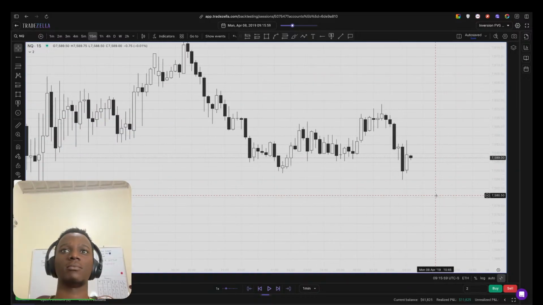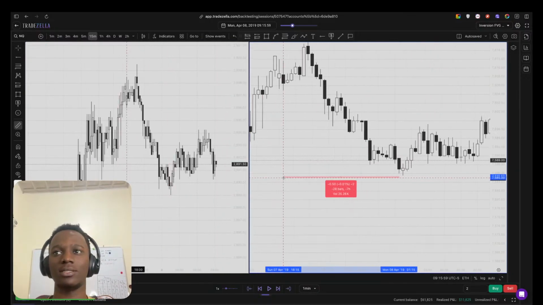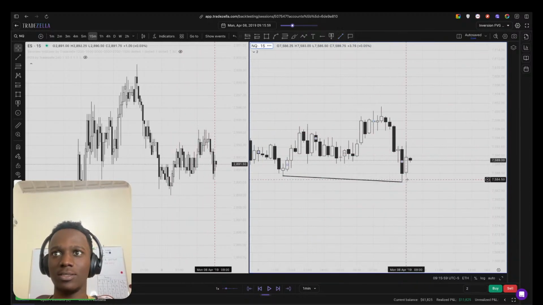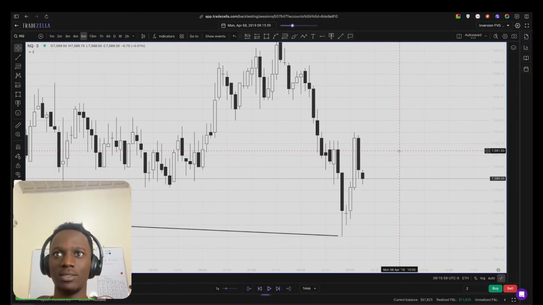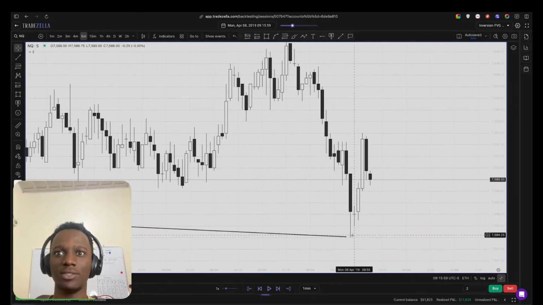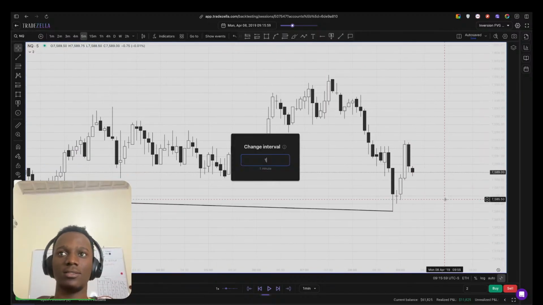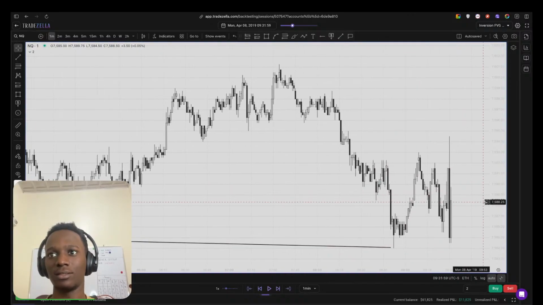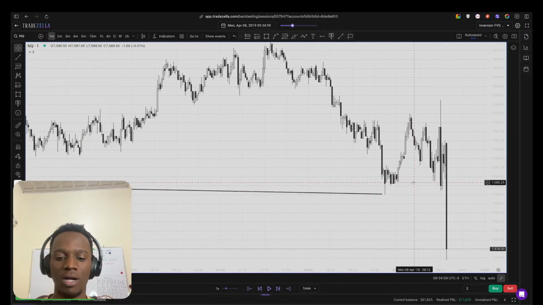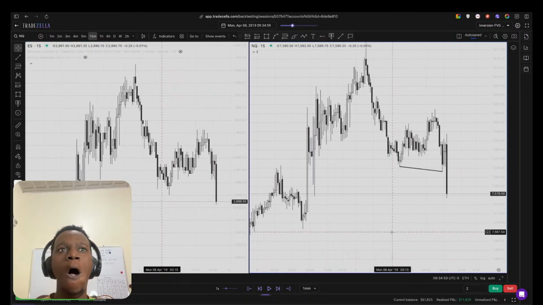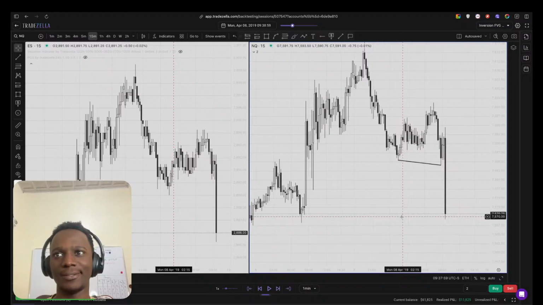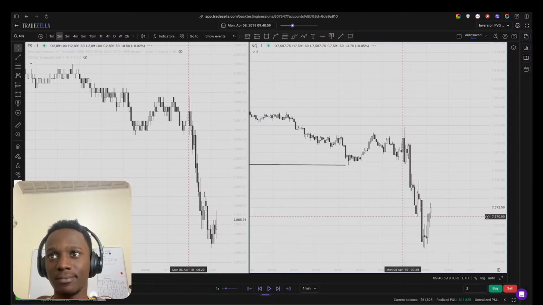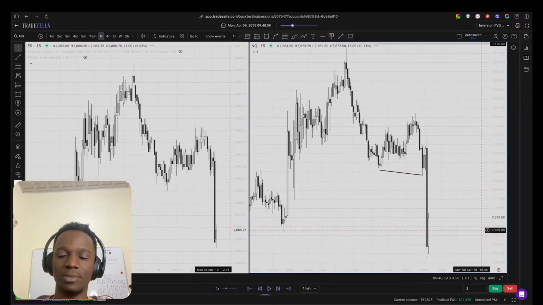So I just marked my draw SMT at these lows. You can see it right here. Now 5 minutes, we got a very beautiful inversion. So let's see if it goes higher. Oh, come on. Okay, the price is dropping.